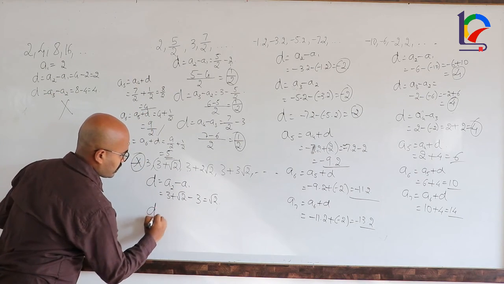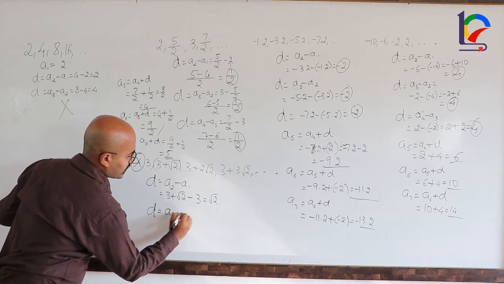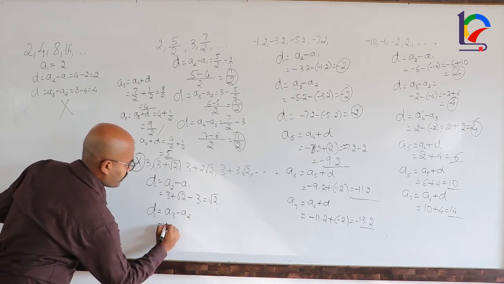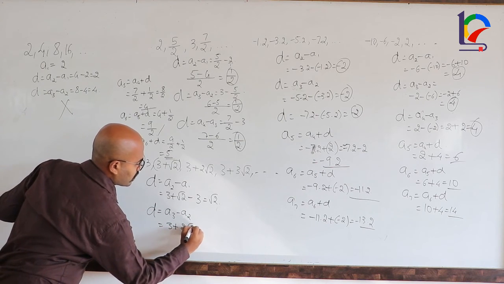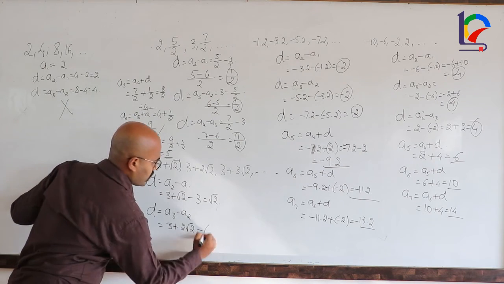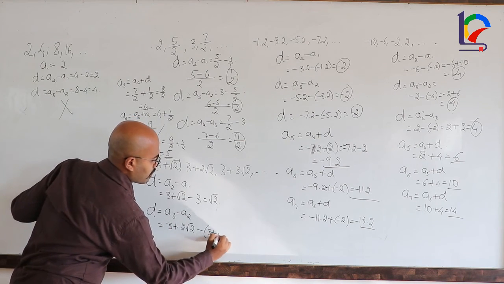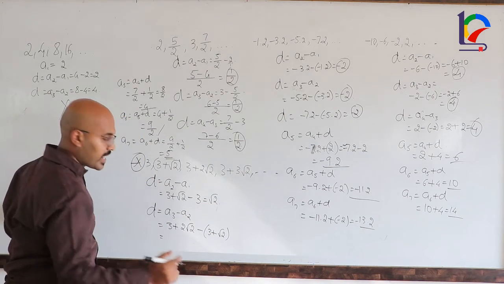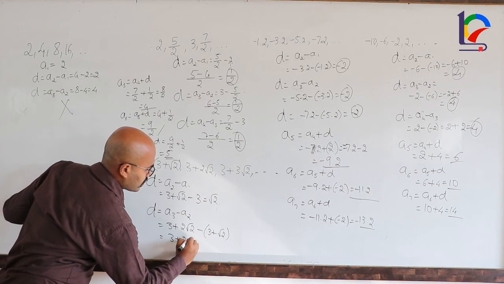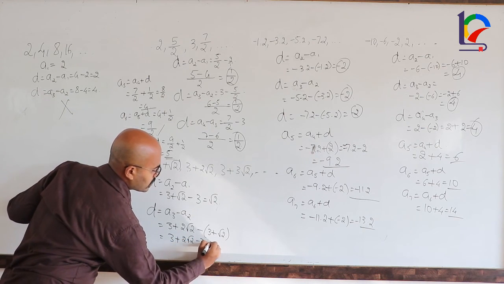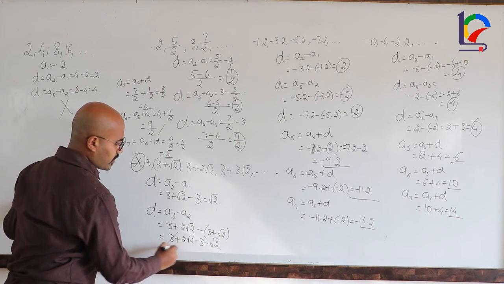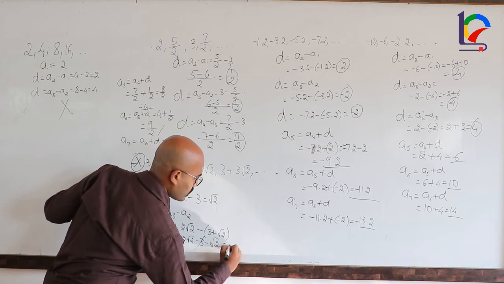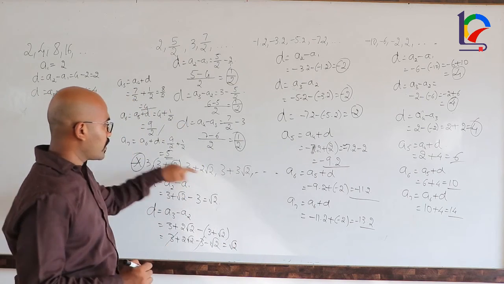And the next D. It is A3 minus A2. What is A3? 3 plus 2 root 2 minus what is A2? 3 plus root 2. So if we remove the brackets, it will be 3 plus 2 root 2 minus 3 minus root 2. So 3 gets cancelled. 2 root 2 minus root 2 is root 2.